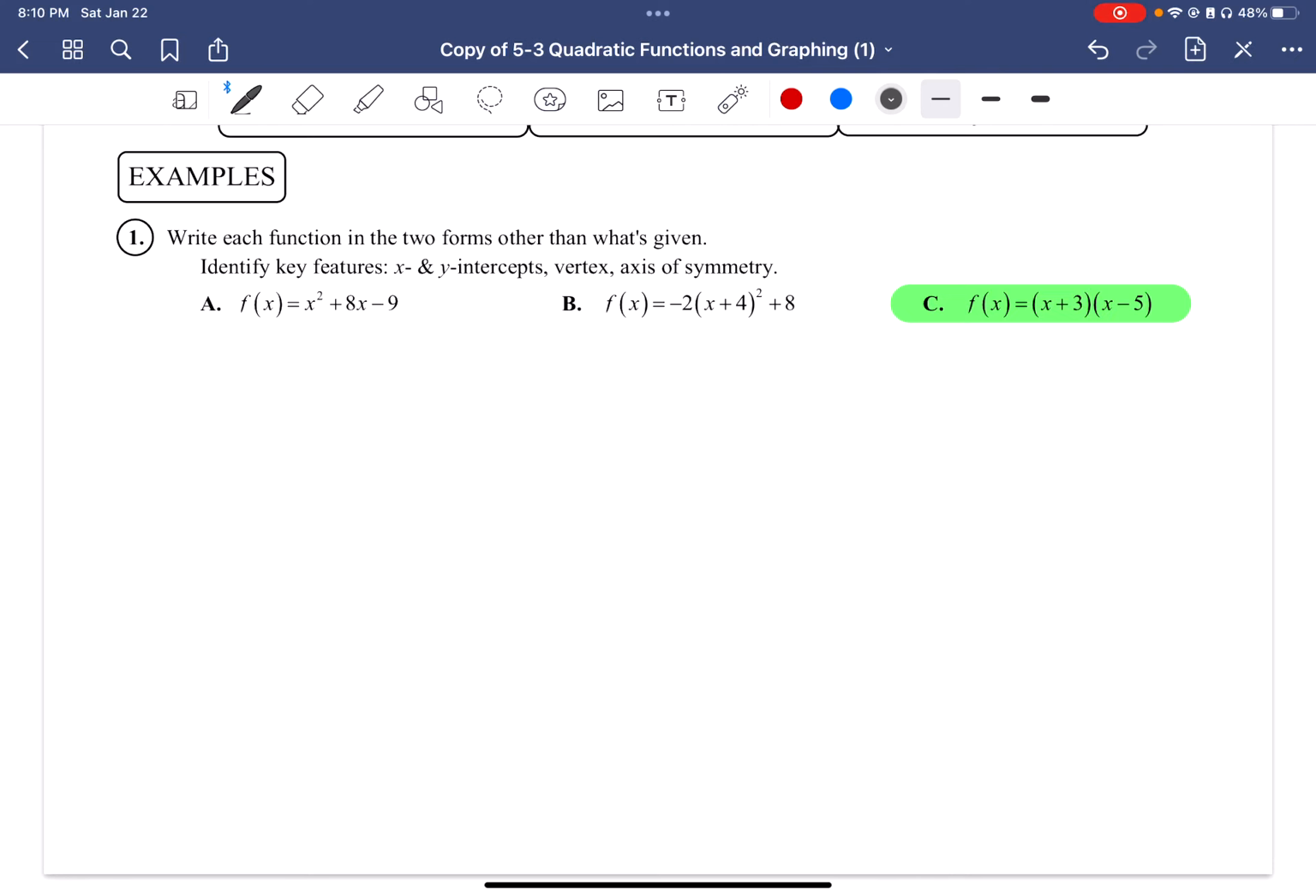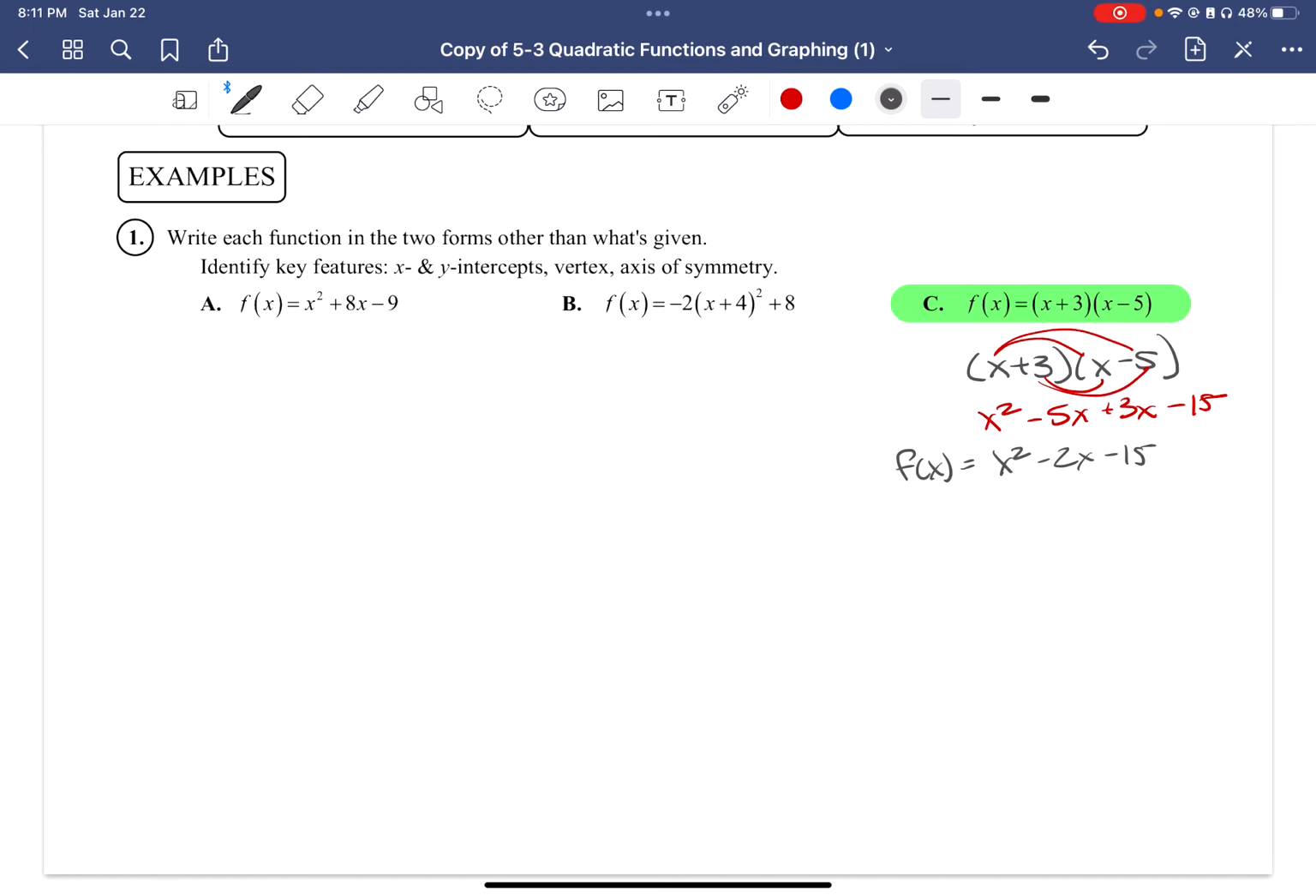So we're going to use the trick-or-treat method to do that. X plus 3 and x minus 5. x times x is x squared. x times -5 is -5x. 3 times x is plus 3x, and 3 times -5 is minus 15. Okay, x squared minus 2x minus 15. And that is it. That was pretty easy.